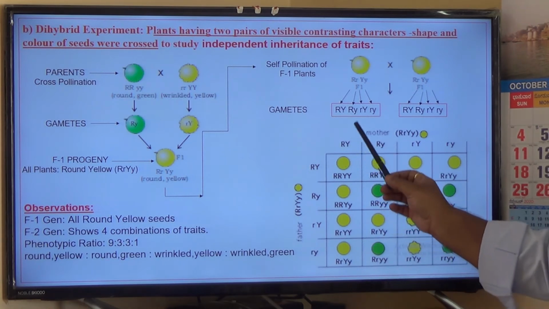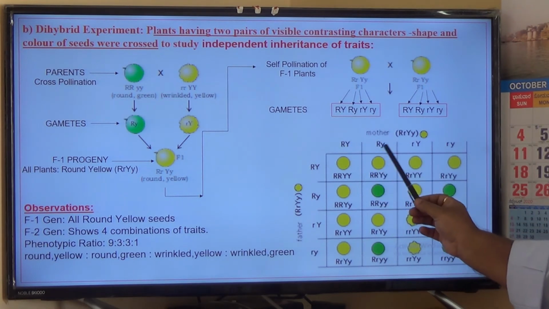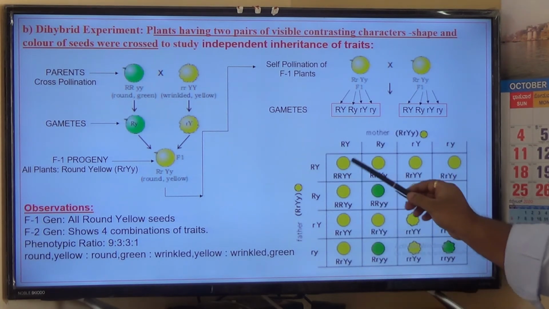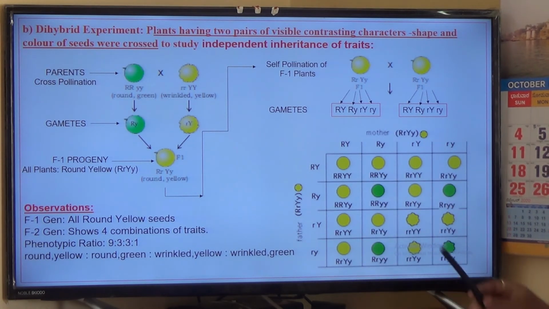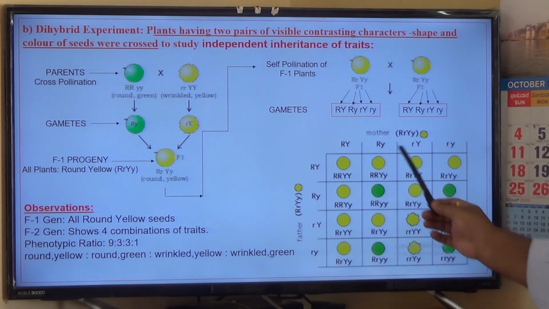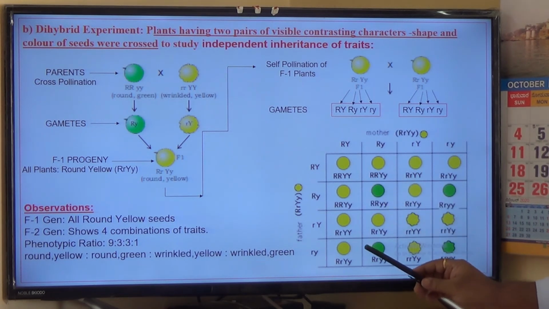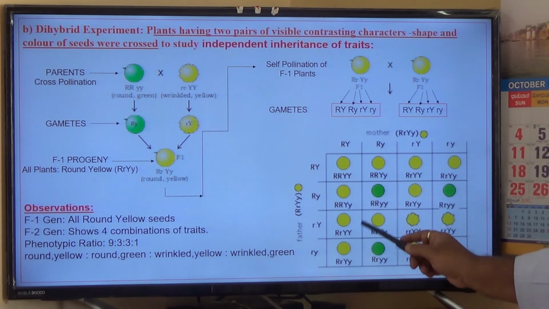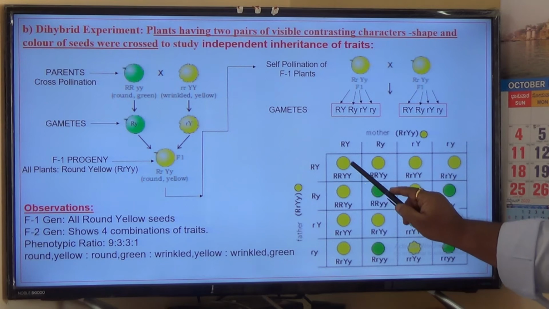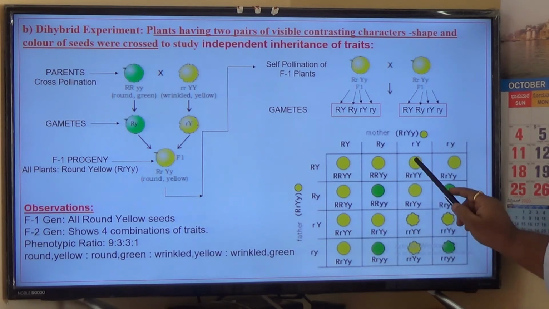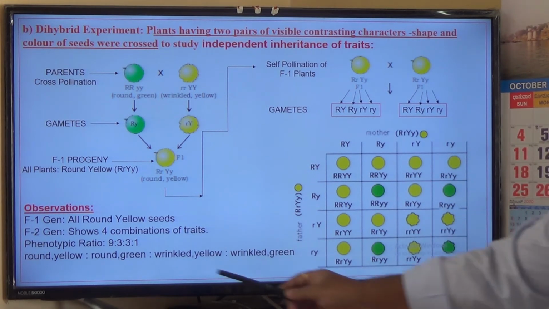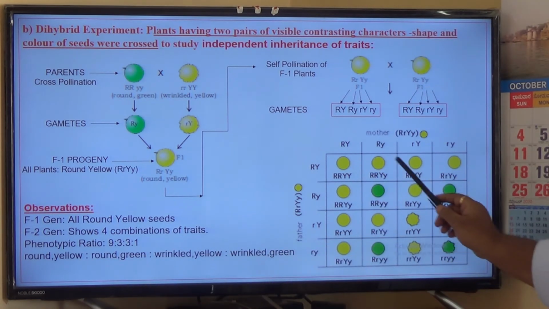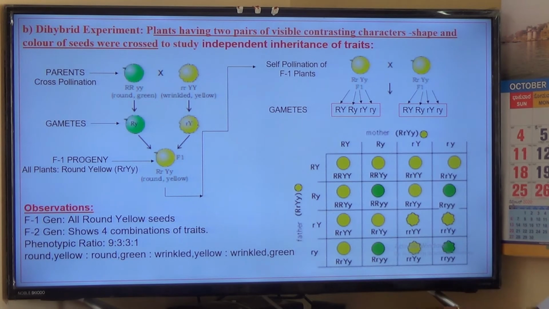So the gametes are the same here, ry. The same gametes will repeat on this side also. And you combine these together, you will get the Punnett square, something like this. So in order to understand diagrammatically also in the Punnett square, you can count here round and yellow seeds 1, 2, 3, 4, 5, 6, 7, 8, 9 are there. So plants with round and yellow seeds, you get 9 plants.